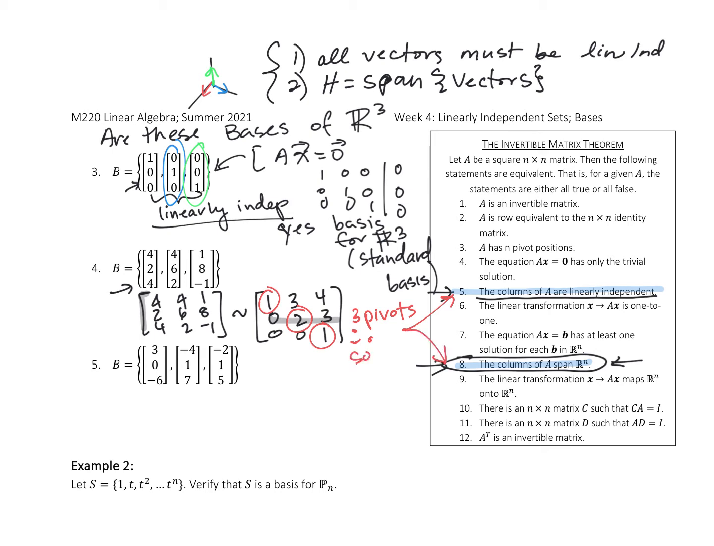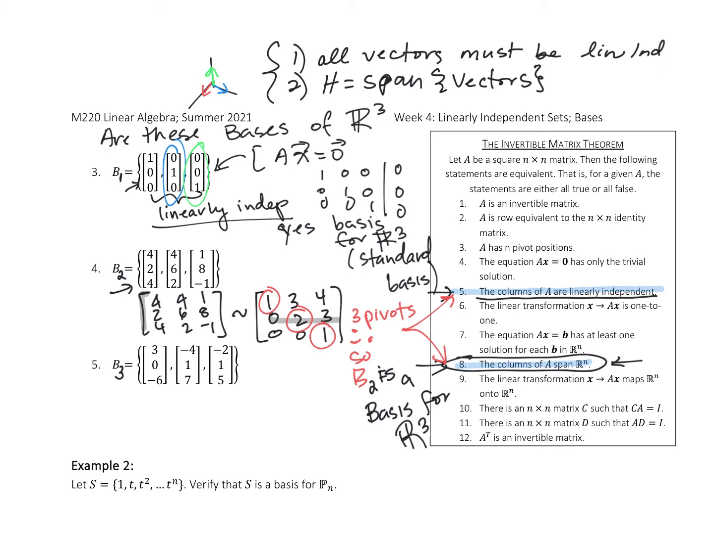So my basis here, I guess it would have been helpful if I named these as different bases. We'll call this one base 1, base 2, base 3. So therefore, my basis 2 is a basis for R3.